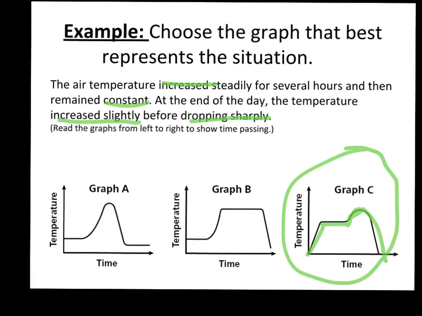The reason we can eliminate graph A and graph B right away is because they both start with a constant rate of change, and for other reasons as well, but that one's the most obvious.